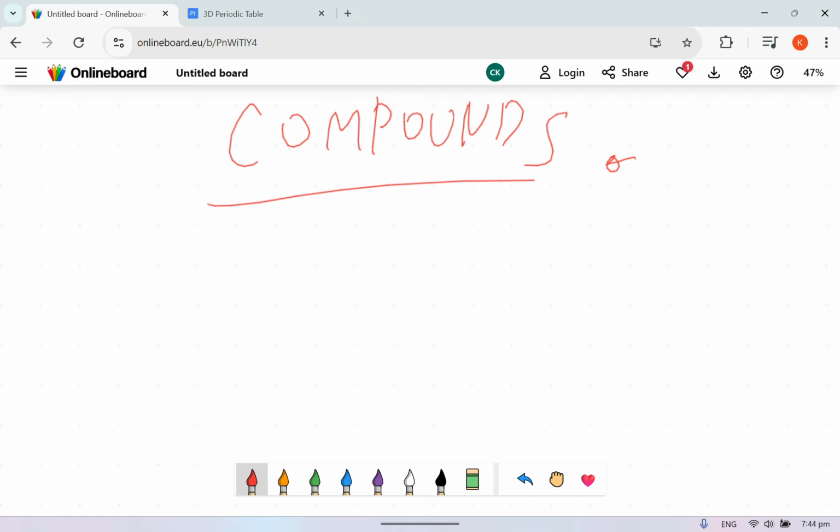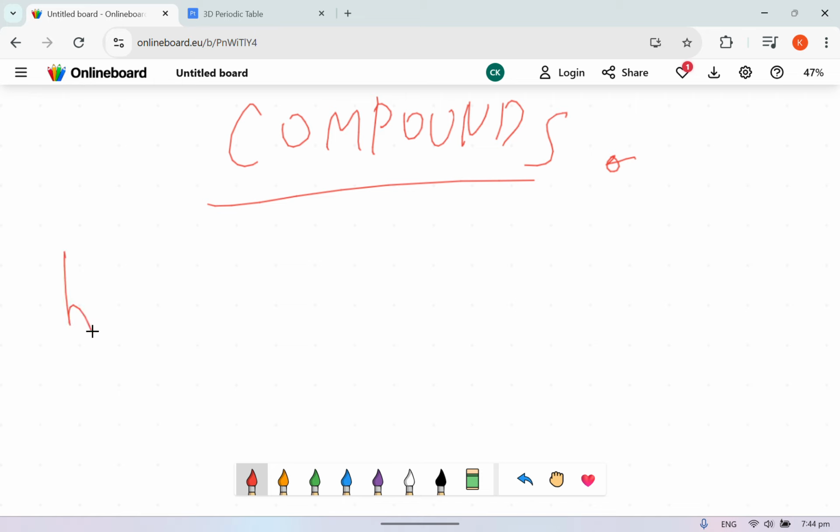Compounds actually have a very, very simple definition. Basically, it's just containing two or more chemically combined elements in a fixed composition. Emphasis, two or more chemically combined elements. That means they're actually chemically combined. There's a chemical reaction. Now, these two elements must be different.